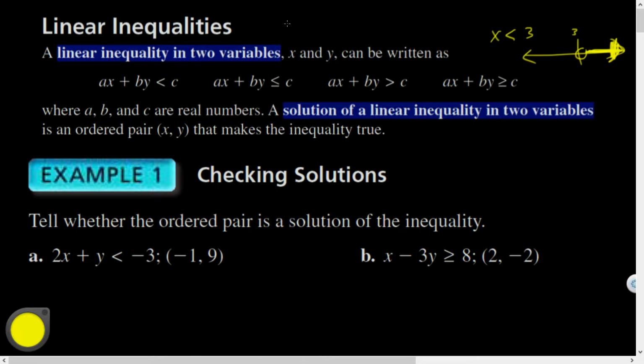So here we go. A linear inequality in two variables, x and y, can be written as the following. They can have less than, less than or equal to, greater than, and greater than or equal to signs. And a solution of a linear inequality in two variables is an ordered pair (x, y), so two numbers, that makes the inequality true. So let's jump into that.